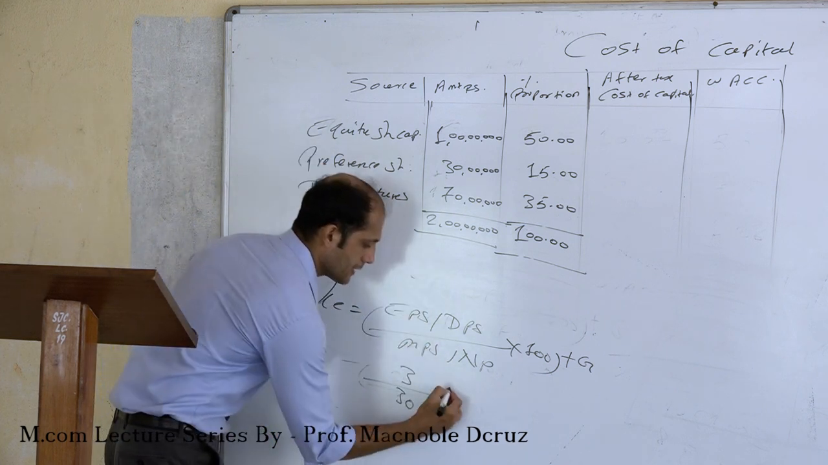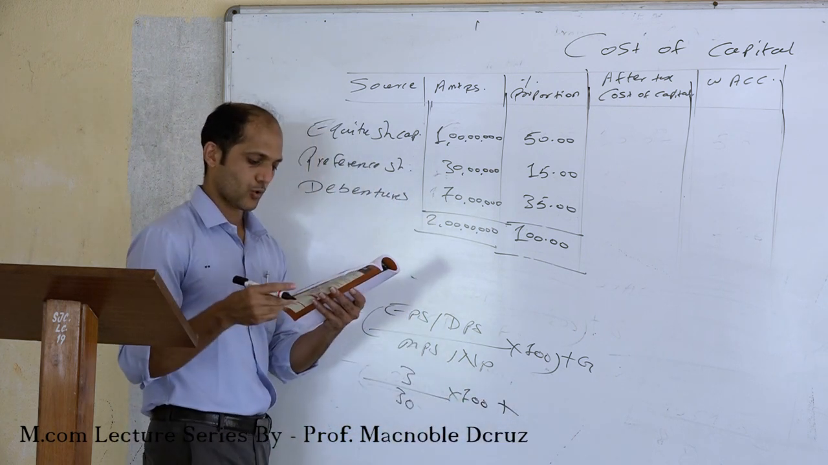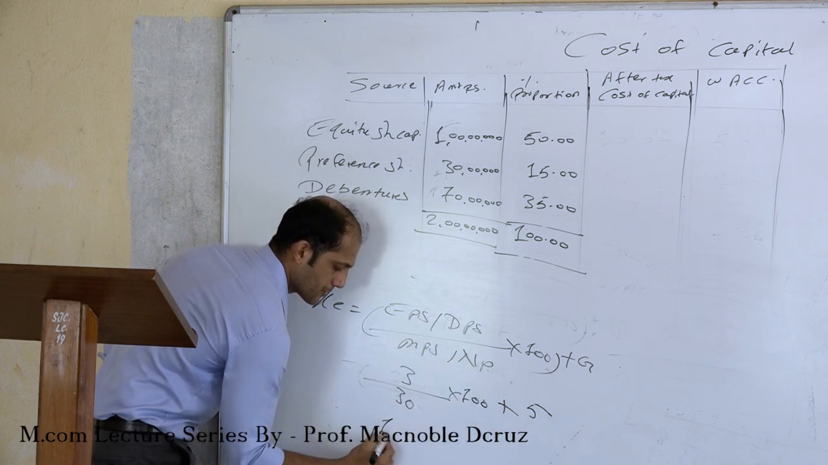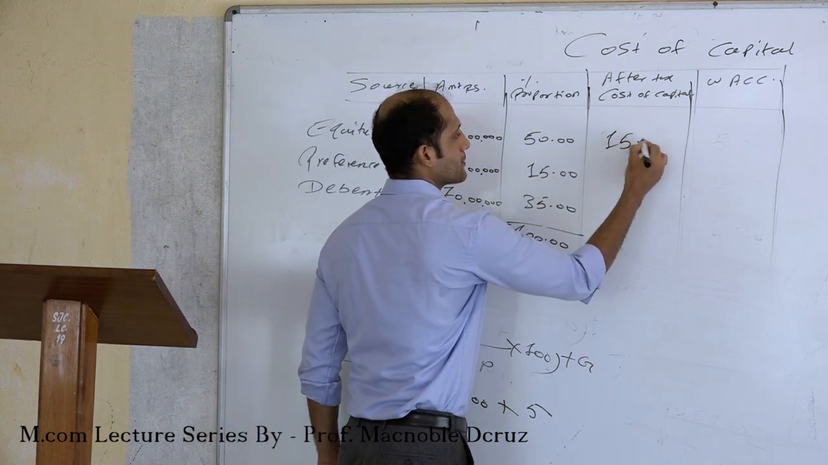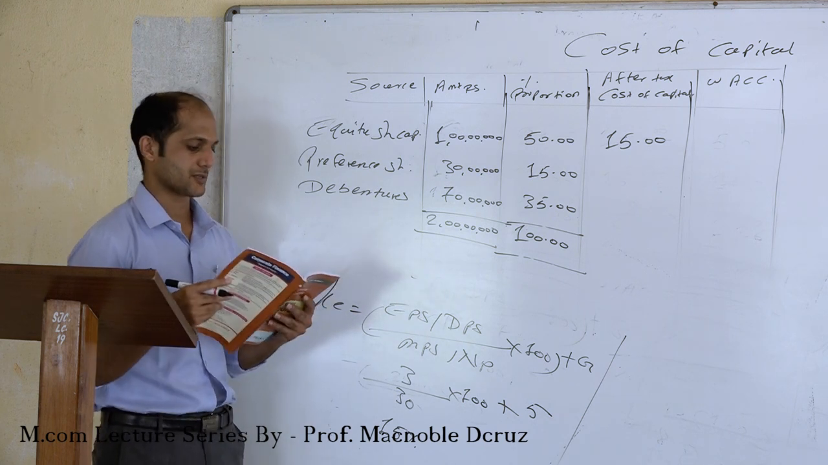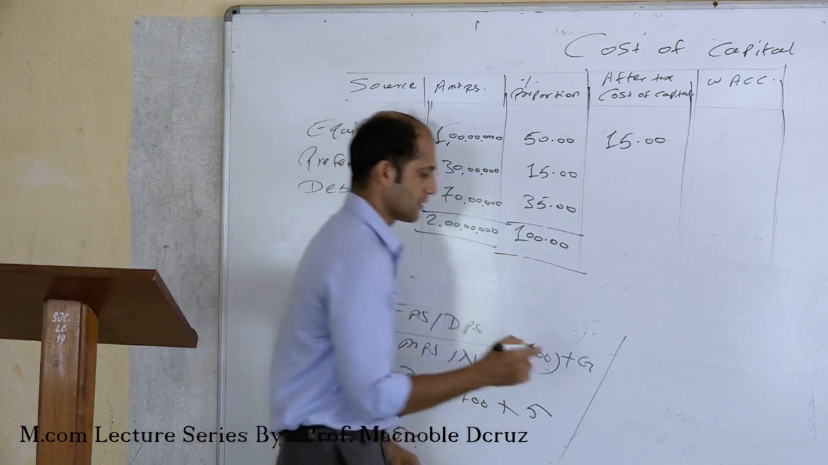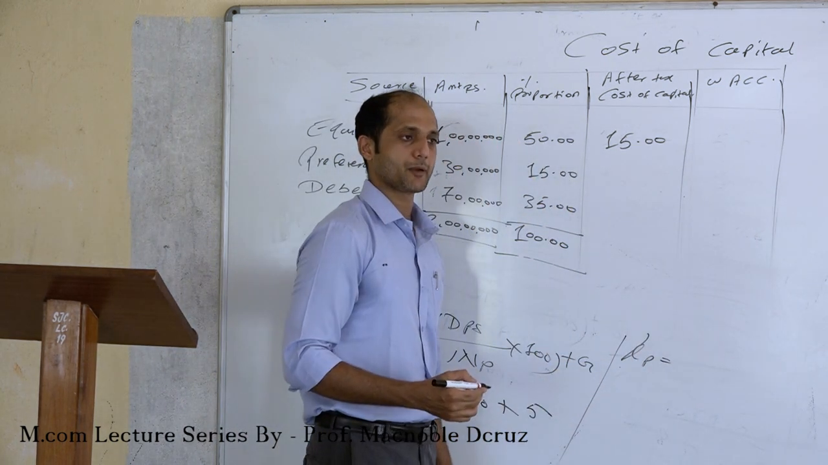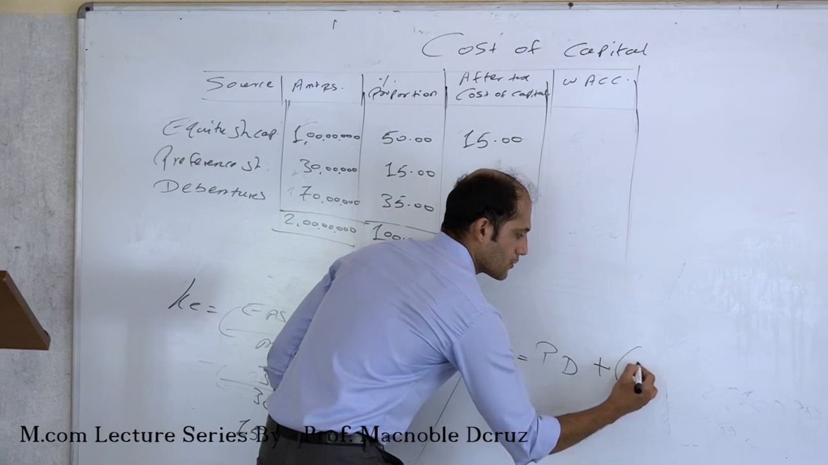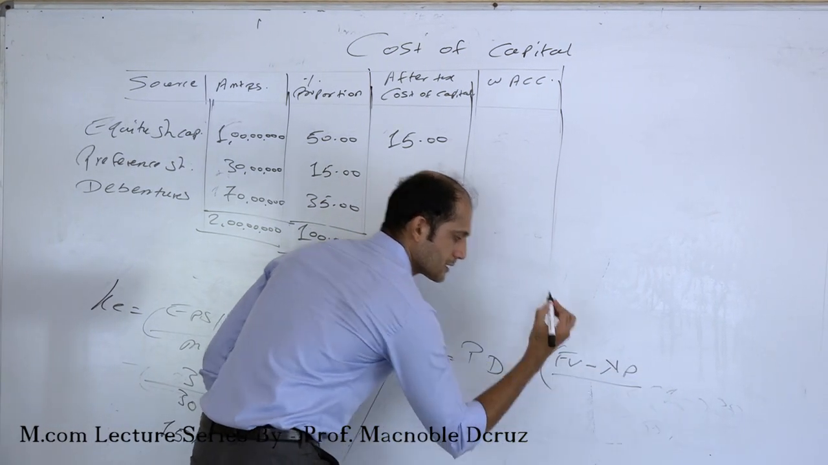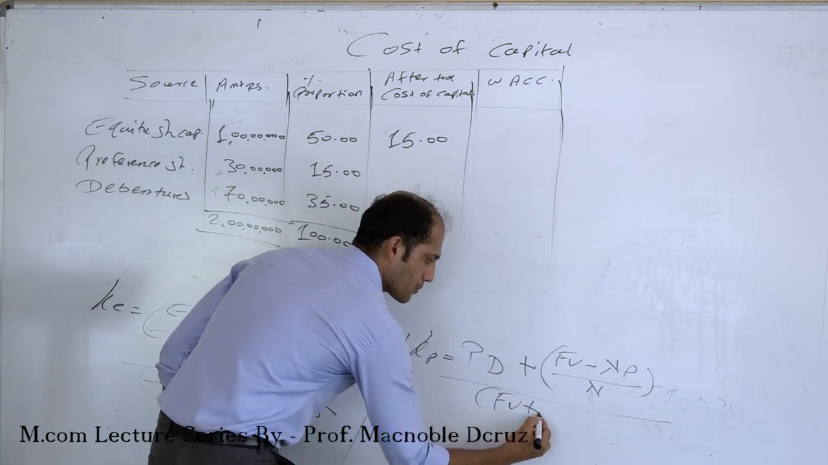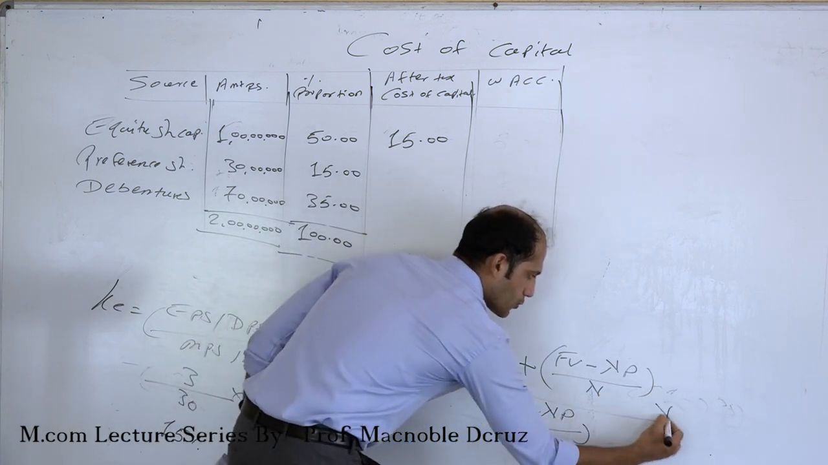So 3 divided by 30 into 100, plus growth rate. Now growth rate is 5%. So the answer will come 3 divided by 30 into 100 is 10 plus 5. Plus base value minus net proceed divided by number of years, divided by base value plus net proceed divided by 2 into 100.